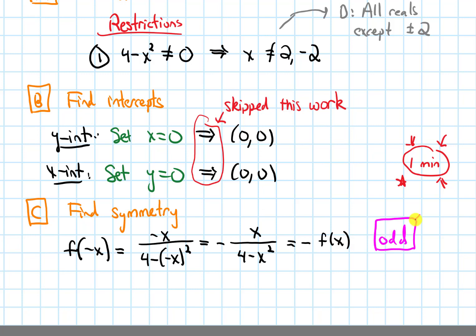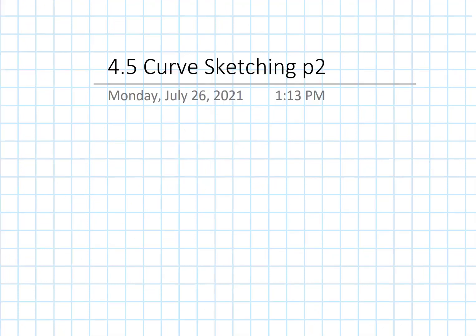Knowing the symmetry is helpful, because if I can figure out what the graph looks like on one side of the y-axis, on one side of the origin, then I automatically know that it's got to be the mirror image of it on the other side. We'll see how we use that symmetry about the origin later when we go to graph this.